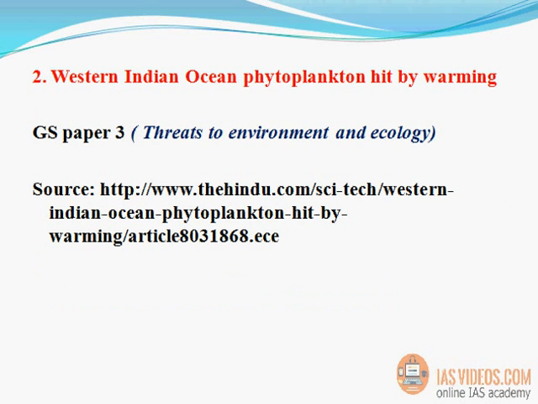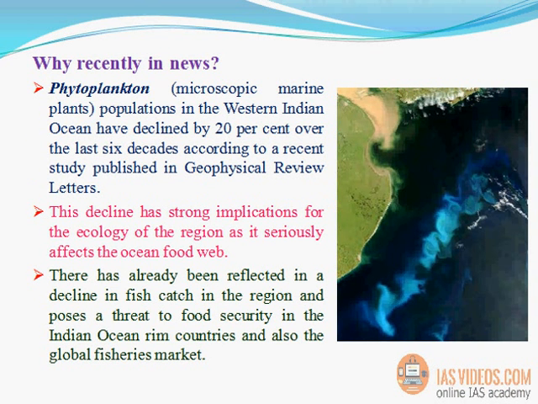2. Western Indian Ocean phytoplankton hit by warming. GS Paper 3. Threats to environment and ecology. Why recently in news? Phytoplankton, microscopic marine plants, populations in the western Indian Ocean have declined by 20% over the last 6 decades, according to a recent study published in Geophysical Research Letters.